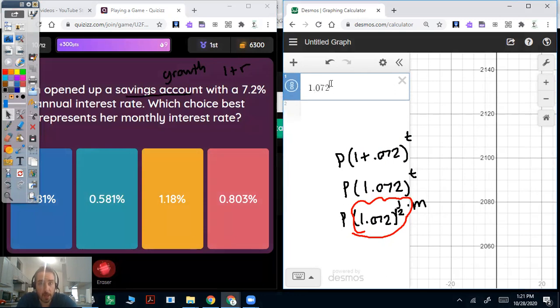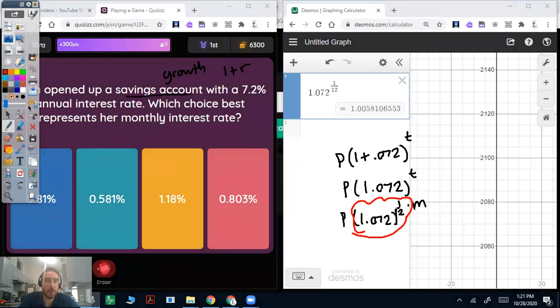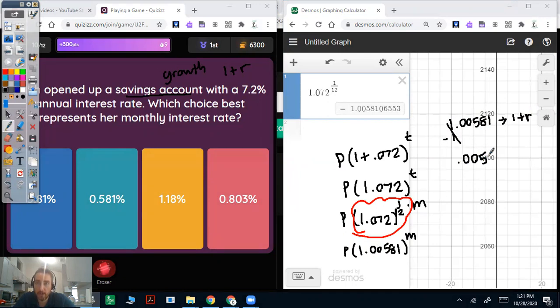1.072 raised to the 1 divided by 12. And you get 1.00581. So we're going to rewrite that as your starting amount times 1.00581, et cetera, to the m power. Well, here's the deal, guys. None of that's going to be your answer. But remember that 1.00581, that's growth. That is 1 plus your rate. So if you take away the 1 from there, you get 0.00581 as your rate as a decimal.